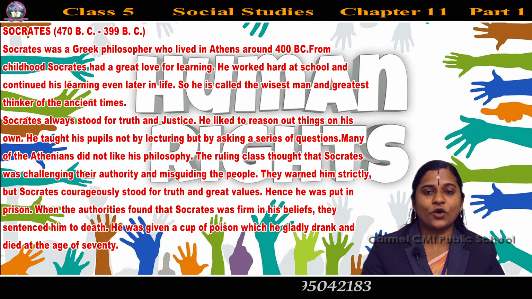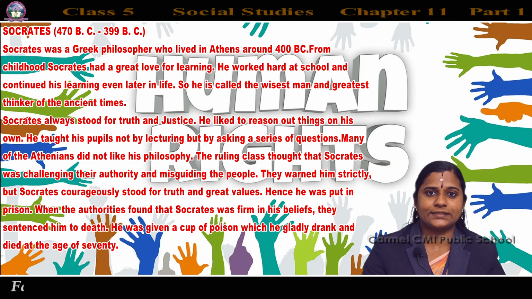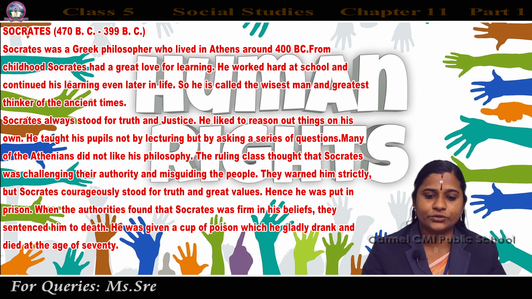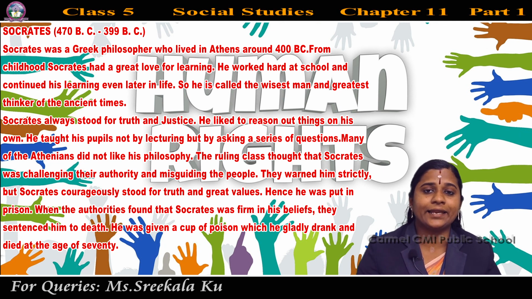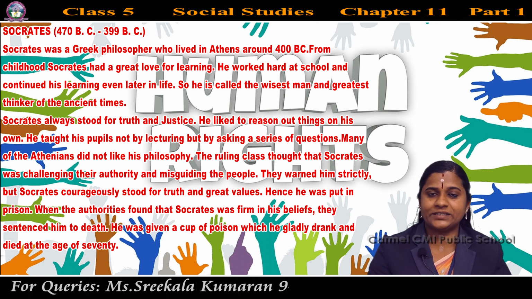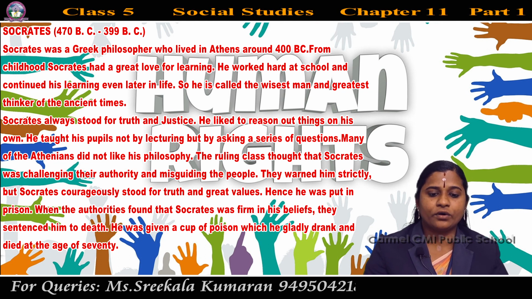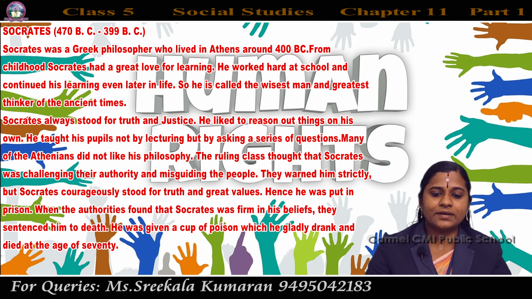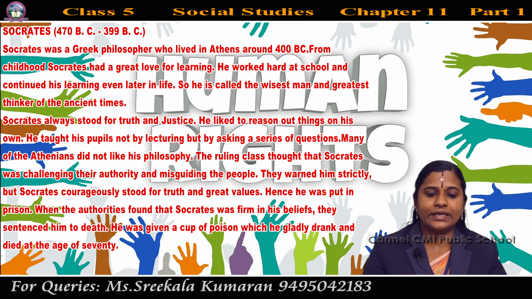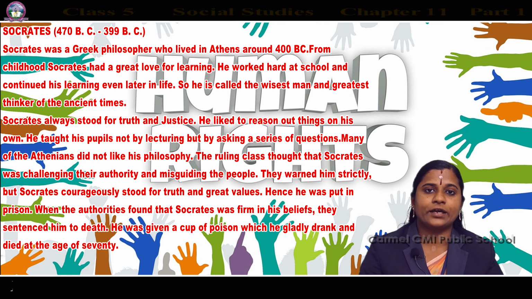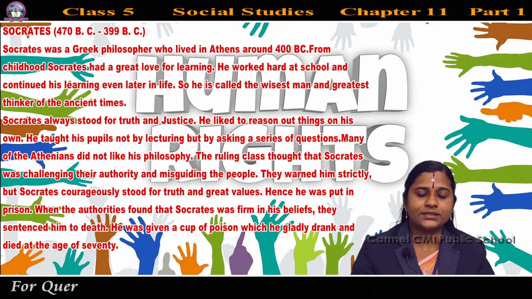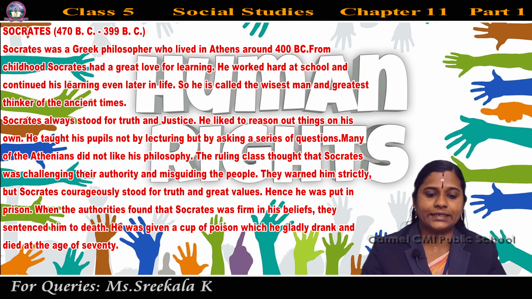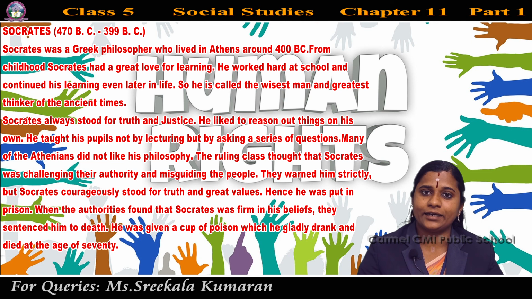So first one, Socrates. His lifespan is 470 BC to 399 BC. BC means before Christ. Socrates was a great Greek philosopher who lived in Athens around 400 BC.